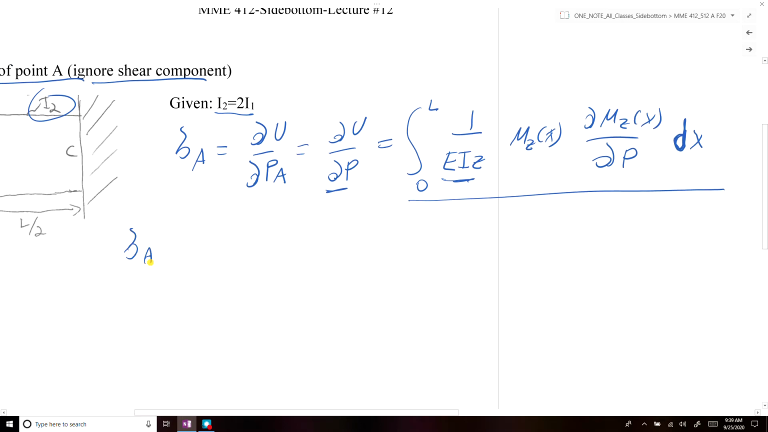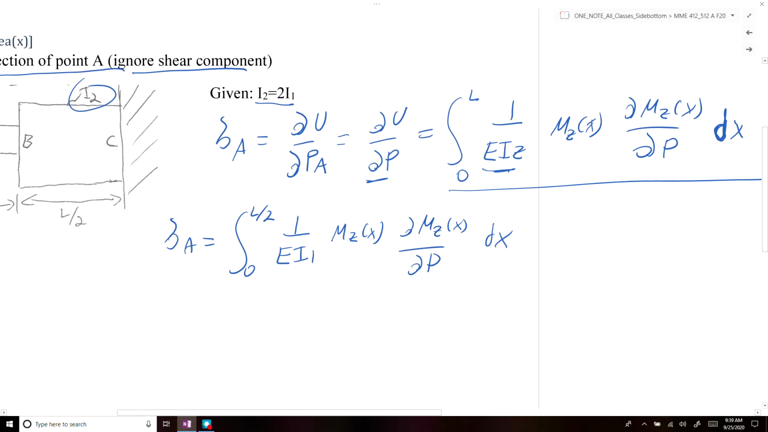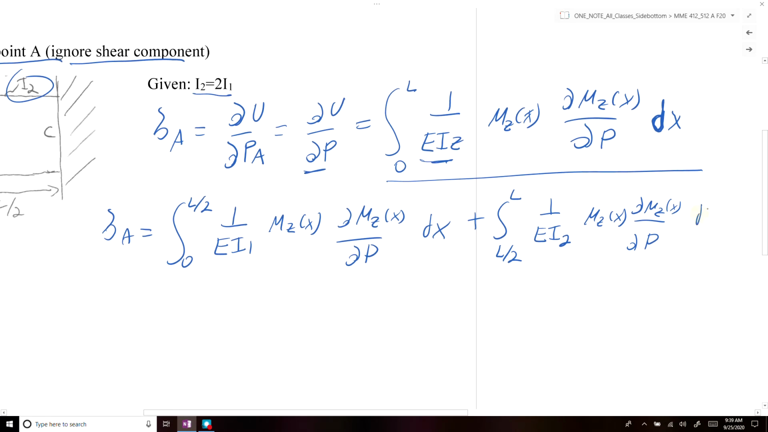We're going to say that delta A is equal to the integral from 0 to L over 2 of 1 over E I1 times Mz of x times dMz of x dP dx, and then plus a second integral from L over 2 to L of 1 over E I2 times Mz of x times dMz of x with respect to our applied load P dx.